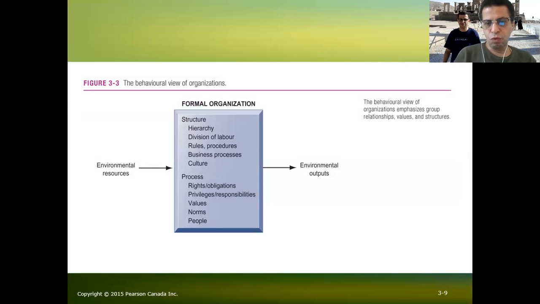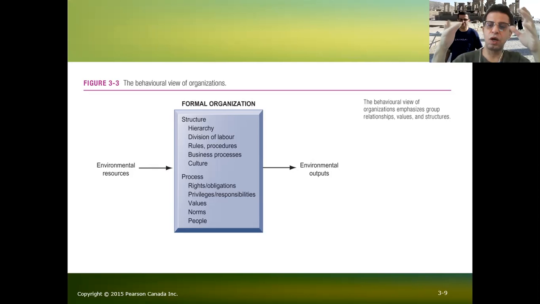The behavioral view of organization says there is an environmental resource. The behavioral view of organization really emphasizes group, relationship, value, and structure. So basically, in the environmental resources, the formal organization is made of a structure, which is hierarchy structures, the division of labor, rules, procedures, business processes, and culture.